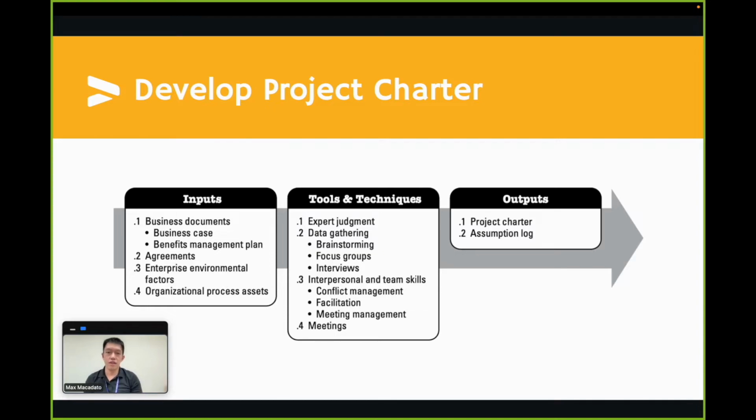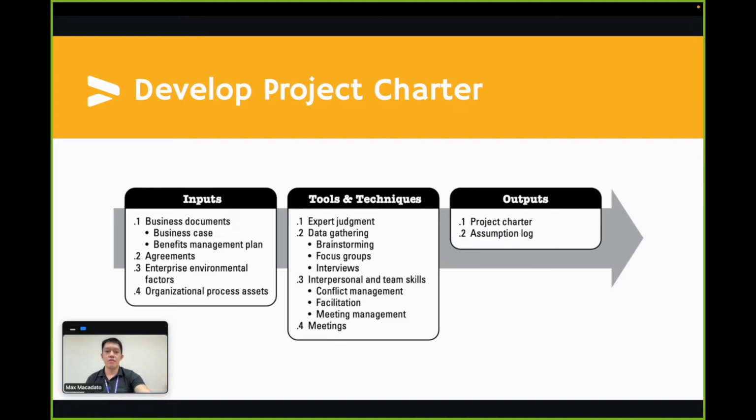As for the tools and techniques used in the development of the project charter, the most commonly used are expert judgment, data gathering, which includes brainstorming, focus groups, and interviews, interpersonal and team skills, which include conflict management, facilitation, meeting management, as well as meetings. For this process, meetings are held with key stakeholders to identify the project objectives, success criteria, key deliverables, high-level requirements, summary milestones, and other summary information.